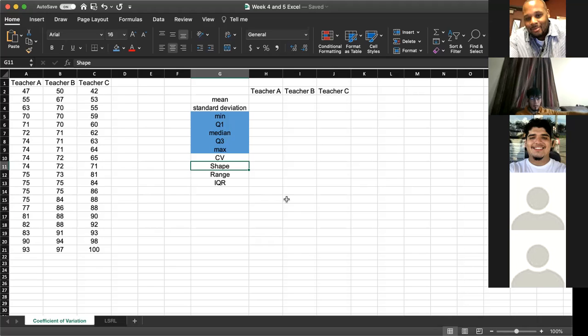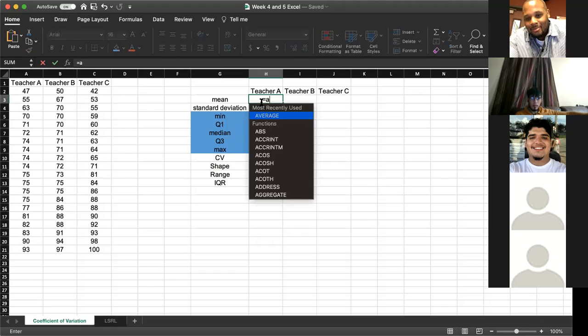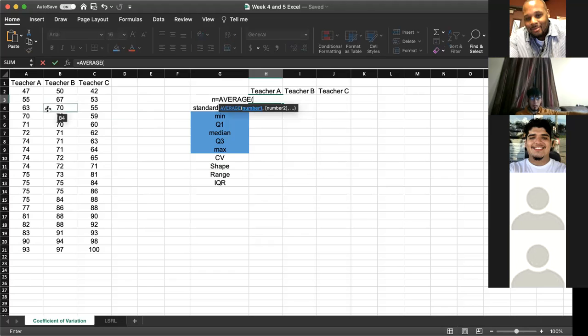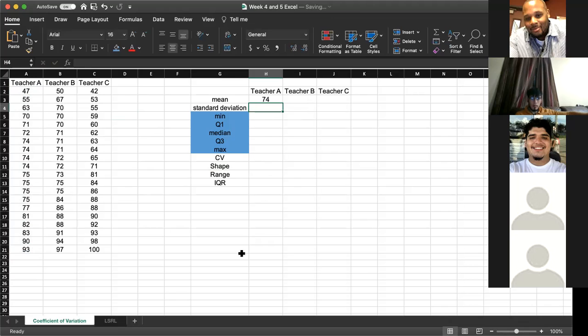All right, so let's go find all these values. Let's start off with teacher A. To find the mean, we're just going to use formulas here. So equals, I'm going to do the average, because that's what mean is. Teacher A's average is 74. If you drag these over, they should copy to the other ones as well. So who has the higher average right now?